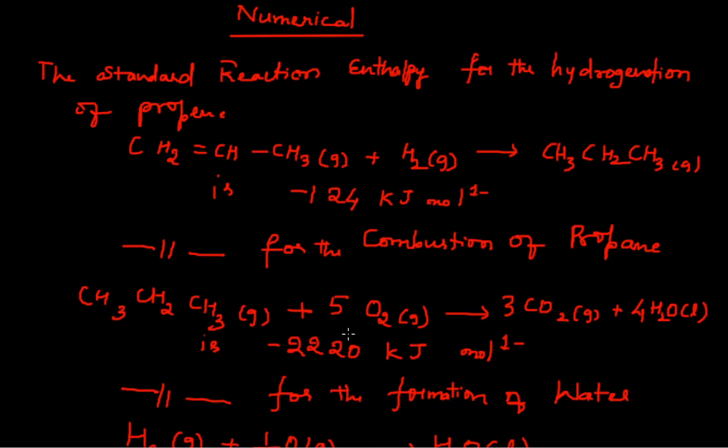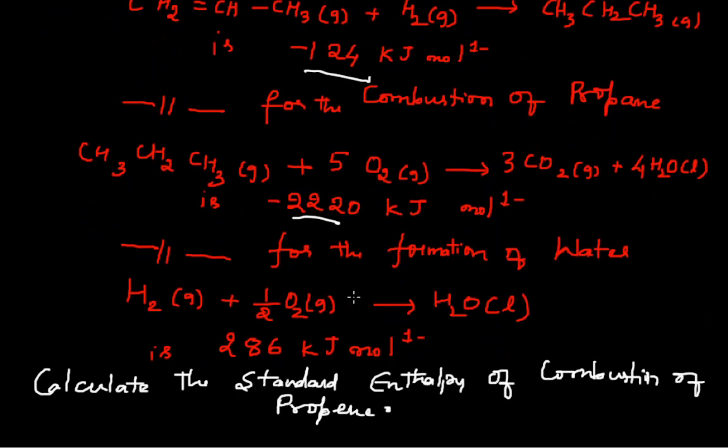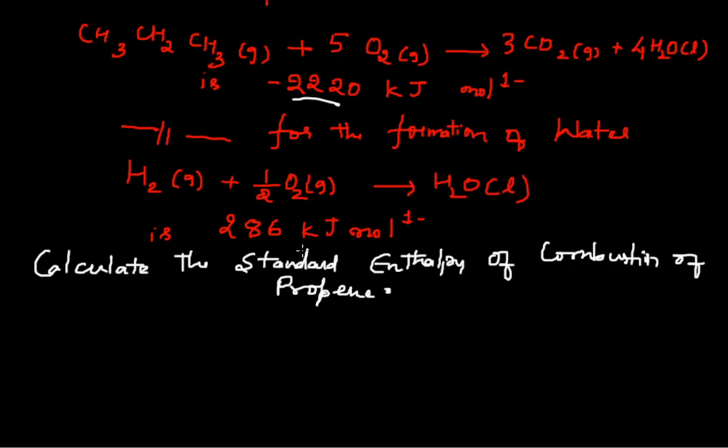Now let us do a small numerical based on Hess's law of constant heat summation. The question is: the standard reaction enthalpy for the hydrogenation of propene, CH2=CH-CH3, is given to be minus 124 kilojoules per mole. The standard reaction enthalpy for the combustion of propane is minus 2220 kilojoules per mole, and the standard reaction enthalpy for the formation of water is minus 286 kilojoules per mole. Now calculate the standard enthalpy of combustion of propene.